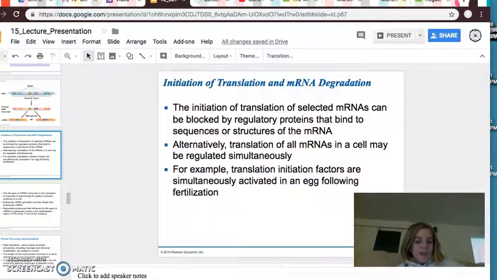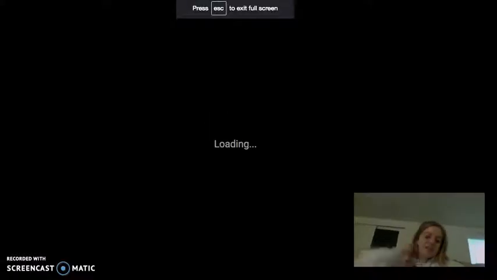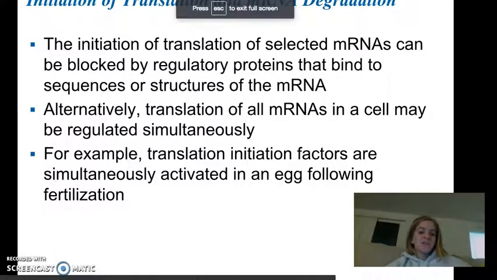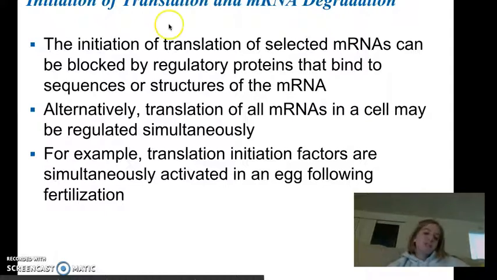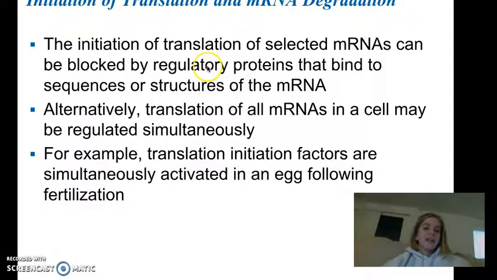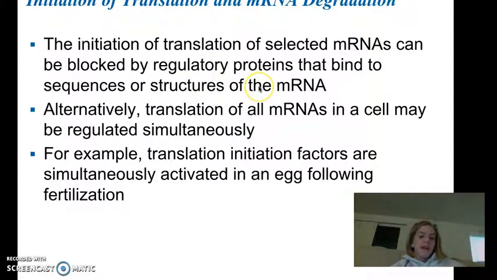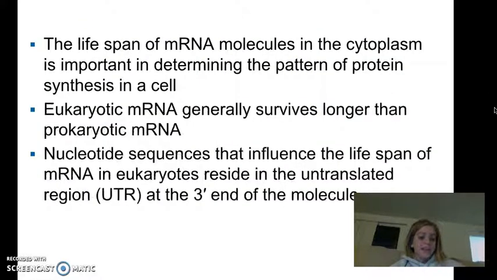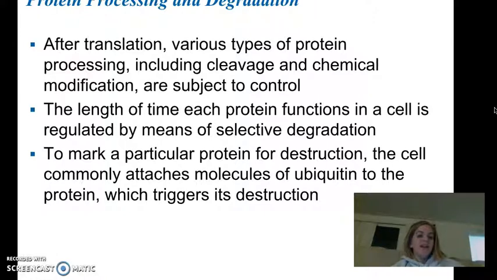We can also get eukaryotic gene expression modification, differential gene expression, at the beginning of translation. So there are certain regulatory proteins that can bind to mRNA sequences or structures that will prevent the initiation of translation. And then after translation, proteins can be further processed to influence gene expression.